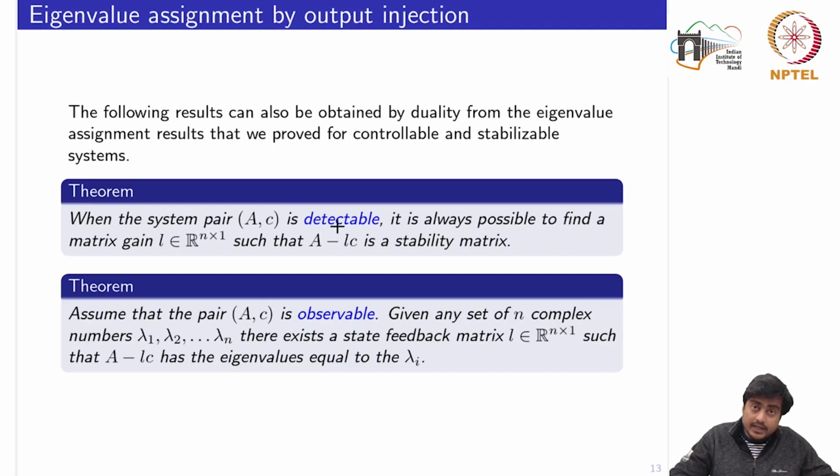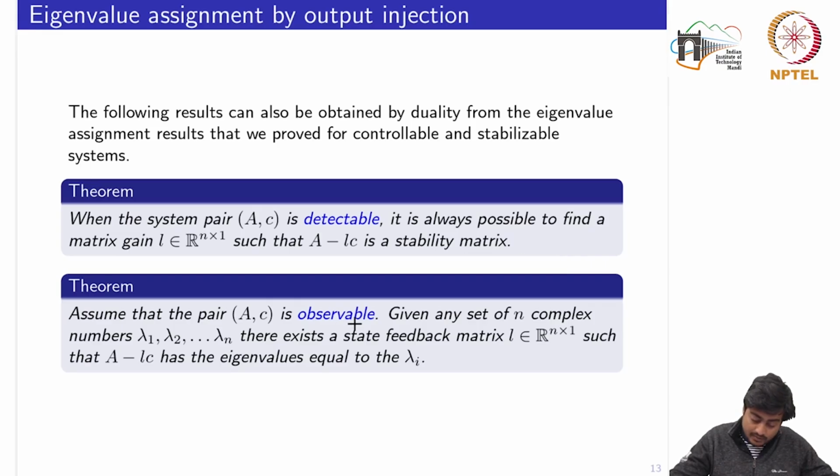Now if we have a weaker condition than observability, which is detectability, so let's say the pair A, C is detectable, it is still always possible to find the matrix L such that A minus LC is a stability matrix. So under both cases, either the pair is observable or the pair is detectable, there would always exist an L.